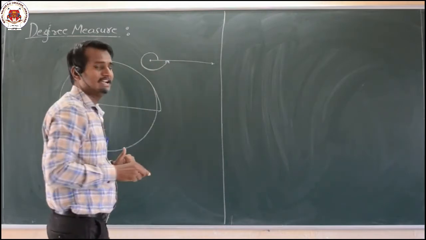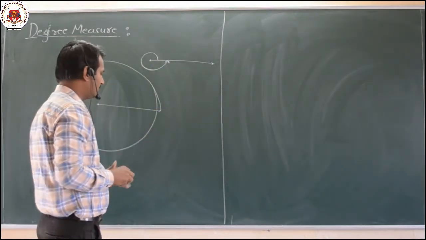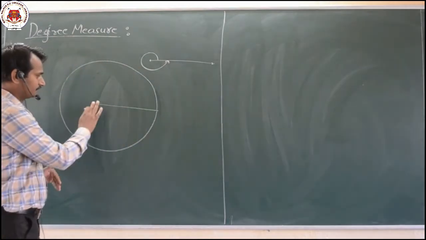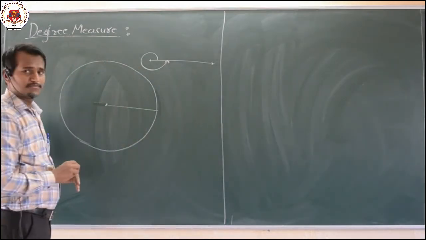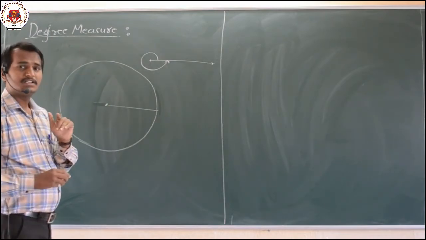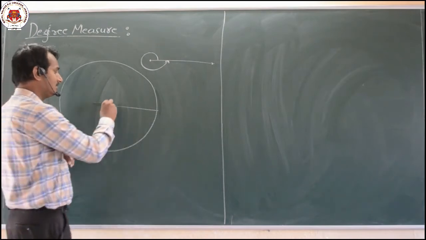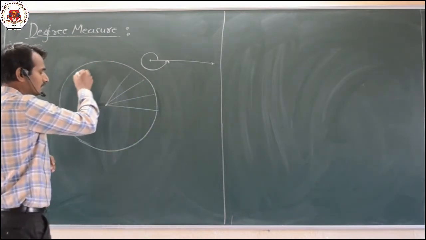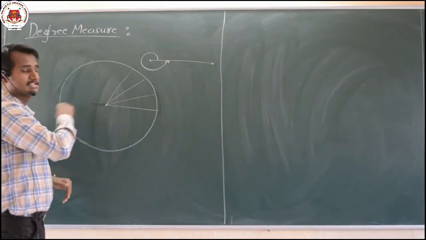That is in the anti-clockwise direction, that is a positive angle. Now here one thing we have to observe: the whole circle is divided into how many parts? That is 360 parts. One part, two parts, three parts, and so on till it is divided into 360 parts.